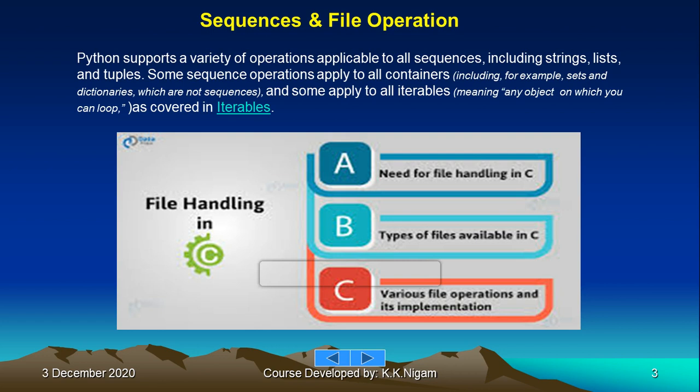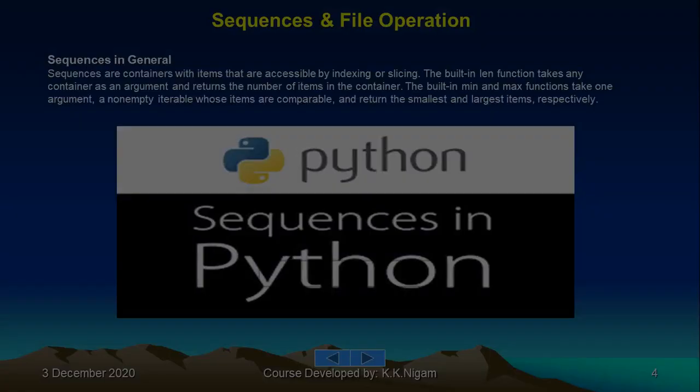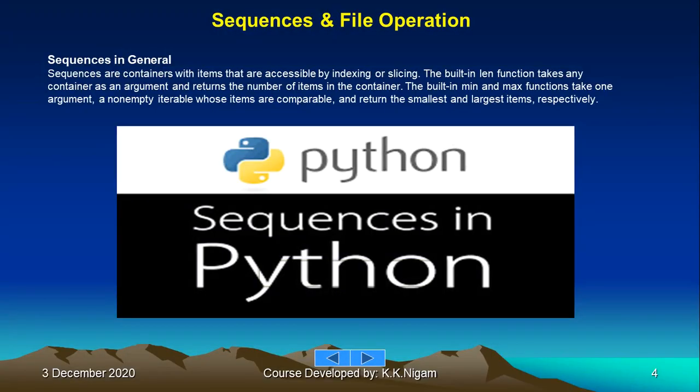Some sequence operations apply to all containers, including, for example, sets and dictionaries, which are not sequences, and some apply to all iterables, meaning any object on which you can loop, as covered in the iterables. The sequences in general are containers with items that are accessible by indexing or slicing. You can index or you can slice also. That means you can select only one or two or as many characters as you want from that particular string.